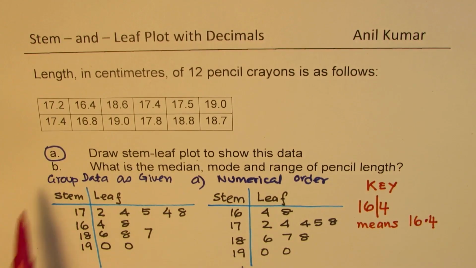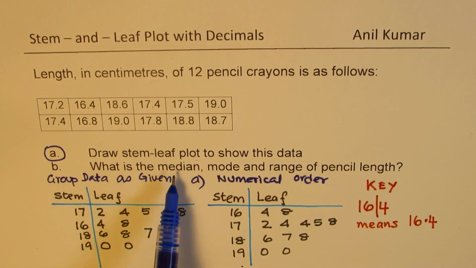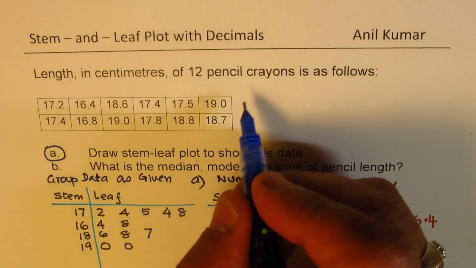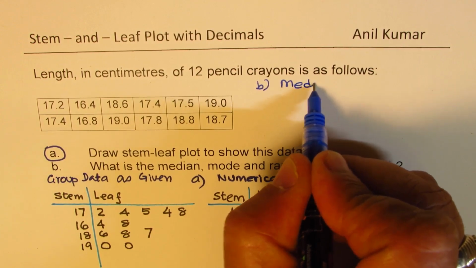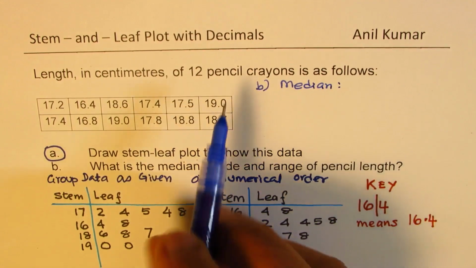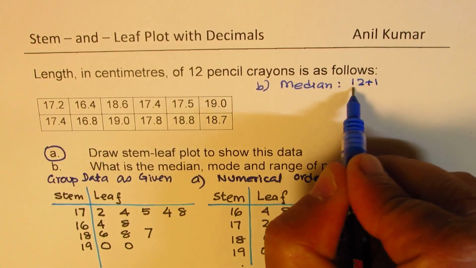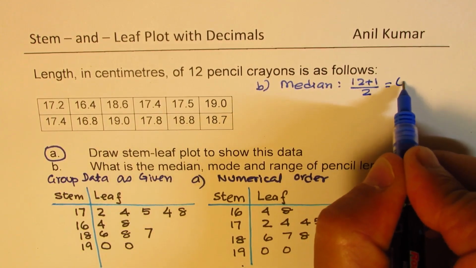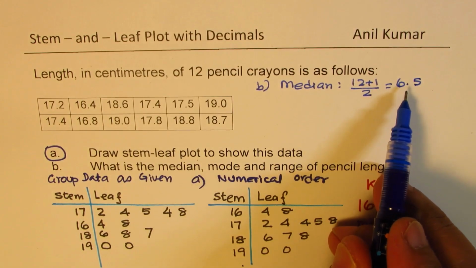Now let's try to answer part B, where we need to find the median, mode and range of the given pencil lengths, right? So median is the middle value. So let's answer here, part B. So we are looking now at the median. Since there are 12 pencil crayons, we will add 1 to 12 and then divide by 2. So we get 6.5, right? So 6.5 is the position.